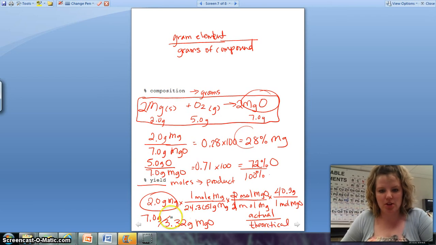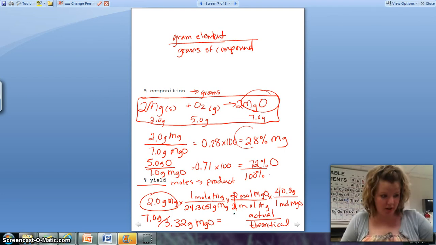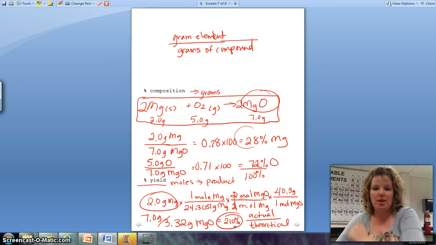Okay, so this is theoretical, means you calculated it out. So we do 7 divided by 3.32 gives us 2. We already know this is going to be a disaster. We were really far off. So we got 210%, which is obviously way more than we should have.